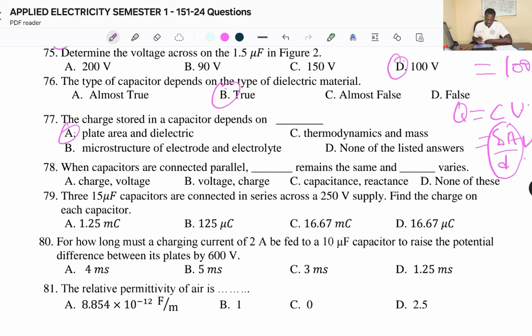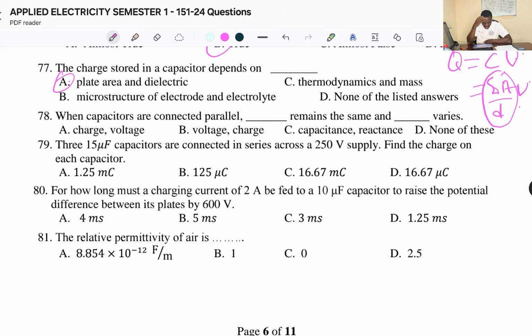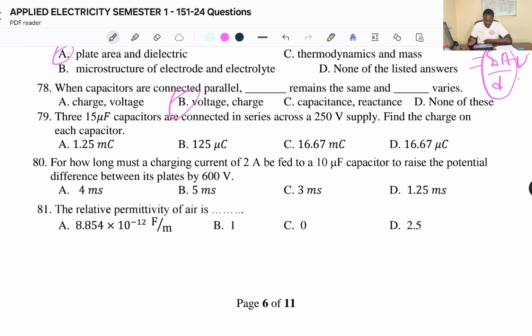So this is A. When capacitors are connected in parallel, blank remains the same, and then blank varies. So if you have capacitors connected in parallel, we know that the voltage is going to be the same, but the charges vary. So voltage is the same, charge varies. So B.